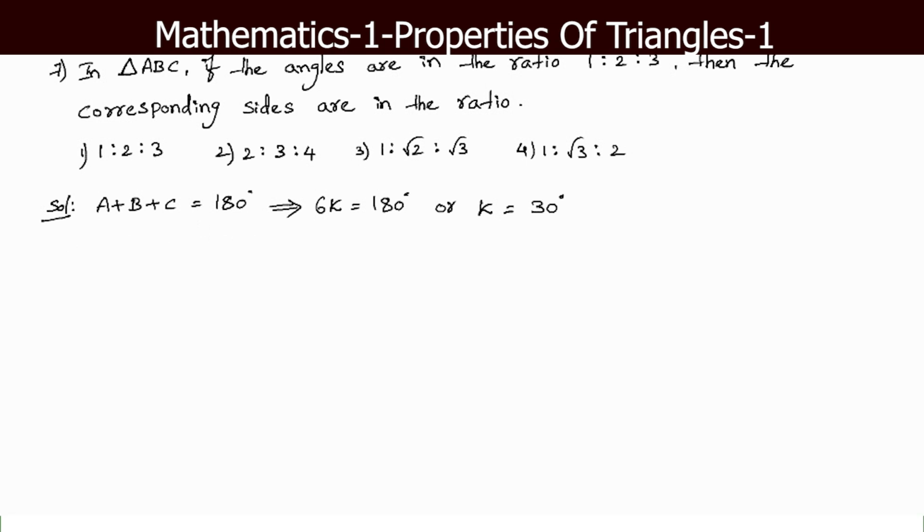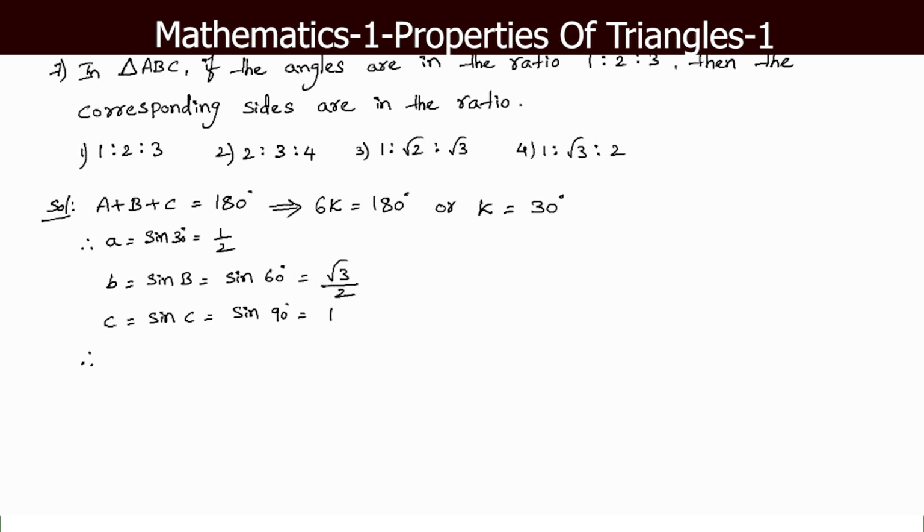That is a right angle triangle. So now a is equal to sin 30 degrees, which is equal to half. b is equal to sin 60 degrees, √3/2. And c is equal to sin 90, which is equal to 1. So therefore a is to b is to c is equal to half is to √3/2 is to 1, which is nothing but 1 is to √3 is to 2. So the correct option is option number 4.